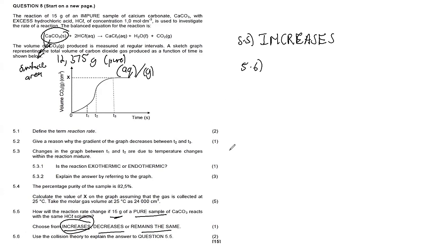In 5.6, it says use the collision theory to explain the answer to question 5.5. Note that the factor being investigated here, or the factor contributing to that increase in the reaction rate, is the surface area and not the concentration. So why not the concentration? It's because that is a solid, and concentration is only for aqueous and gaseous substances, right? Now we have to explain and say an increase in the surface area increases the collision frequency.